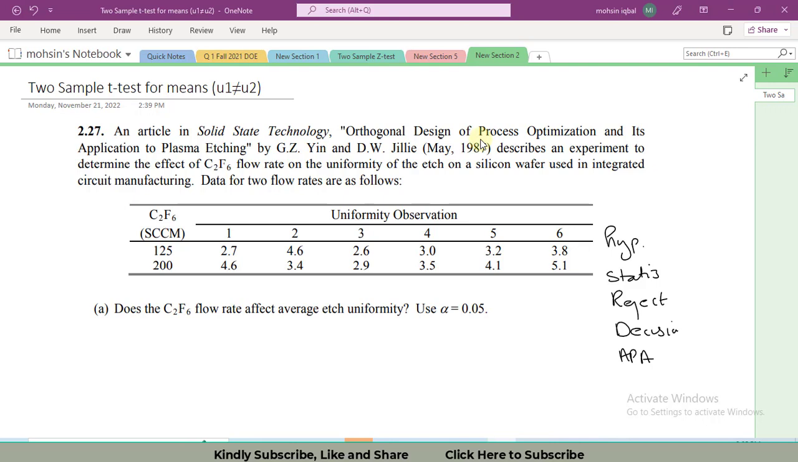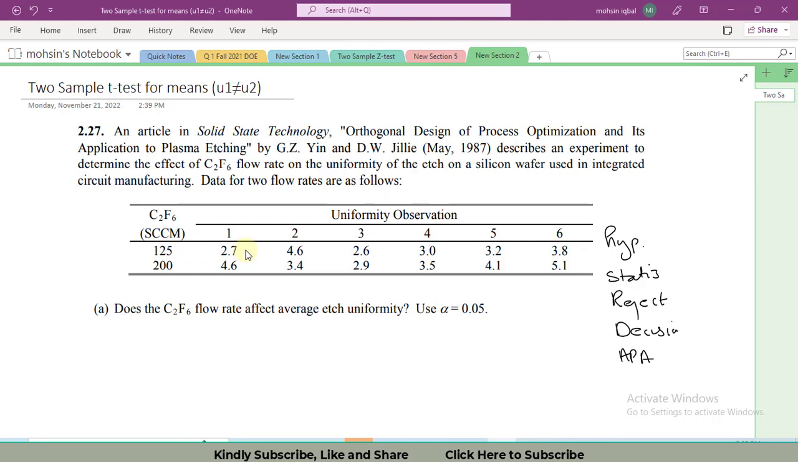This problem has been picked from the Design and Analysis of Experiments book written by Montgomery, 9th edition. In question 2.27, we are going to investigate two levels of C2F6 flow rate on the uniformity of etch rate for silicon wafers. One level is 125 and the second level is 200. We have 6 observations of the response variable at each level.